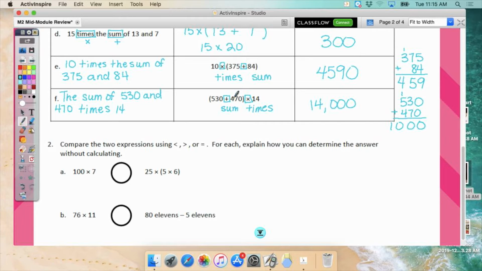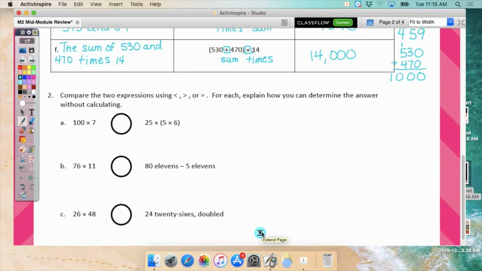So let's take a look at the next one. Now this says, compare the two expressions using greater than, less than, or equal to. For each, explain how you can determine without calculating. I'm going to cross that part off, okay? We're going to try and do that without calculating, but we might have to do some of it. And that just means to write it down on paper, okay? All right, so here's what I've got, okay?